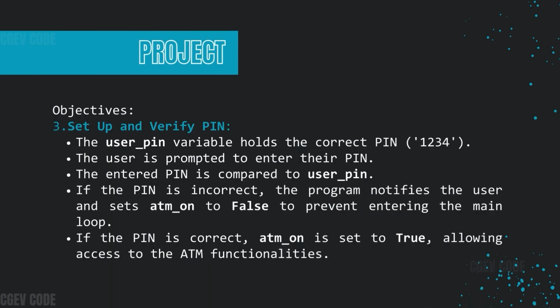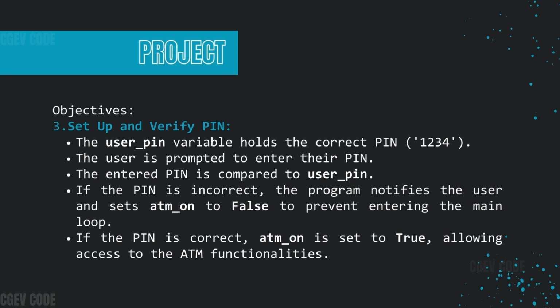Okay, now objective 3. Set up and verify PIN. The user PIN variable holds the correct PIN, 1234. The user is prompted to enter the PIN. The entered PIN is compared to user PIN. If the PIN is incorrect, the program notifies the user and sets ATM on to false to prevent entering the main loop. If the PIN is correct, ATM on is set to true, allowing access to the ATM functionalities.